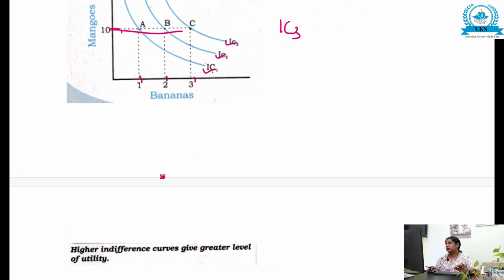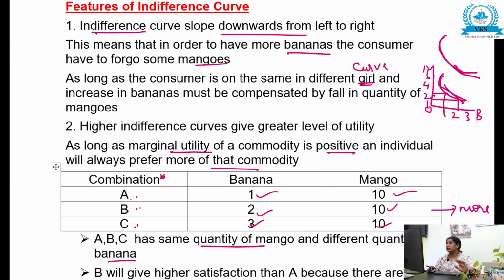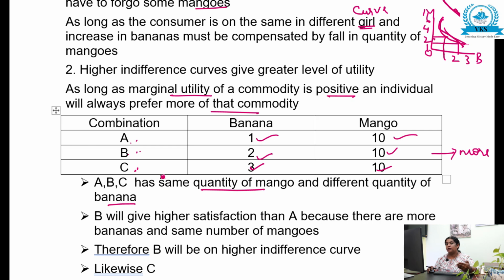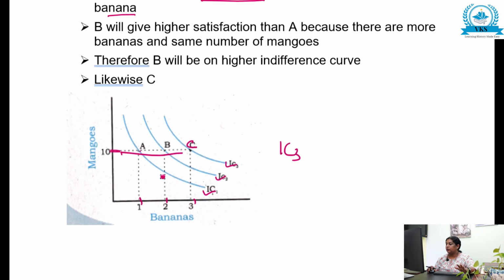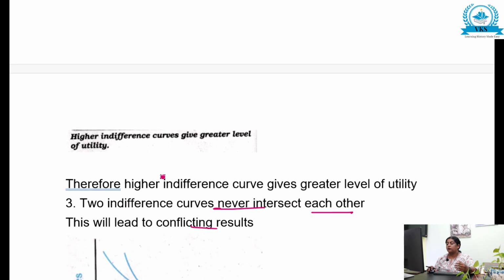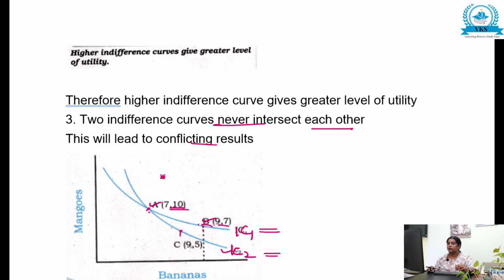So the first feature of an indifference curve is that it slopes downward from left to right. That means a consumer has to forgo some mangoes to get one more extra banana. Then the next one: the higher the indifference curve, the greater the level of utility. And the last one is that two indifference curves never intersect with each other. So those are the features of an indifference curve.